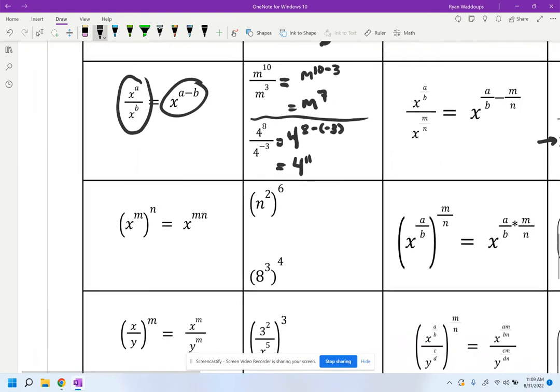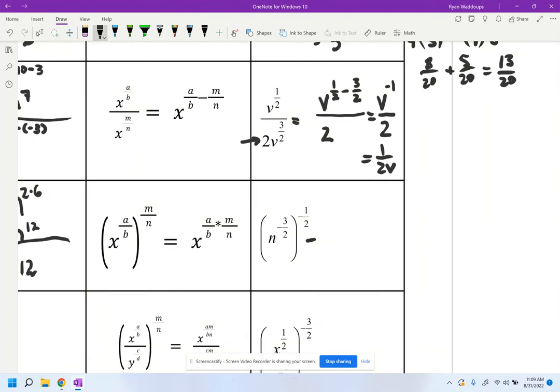All right, when you have a power of a power, you multiply the powers. And so this is n to the 2 times 6, or n to the 12th power. Down here we get 8 to the 3 times 4, or 8 to the 12th power.